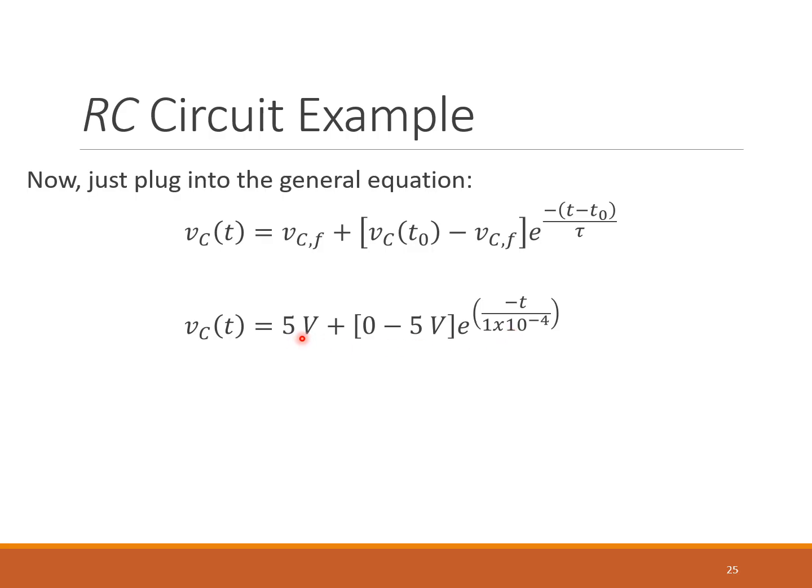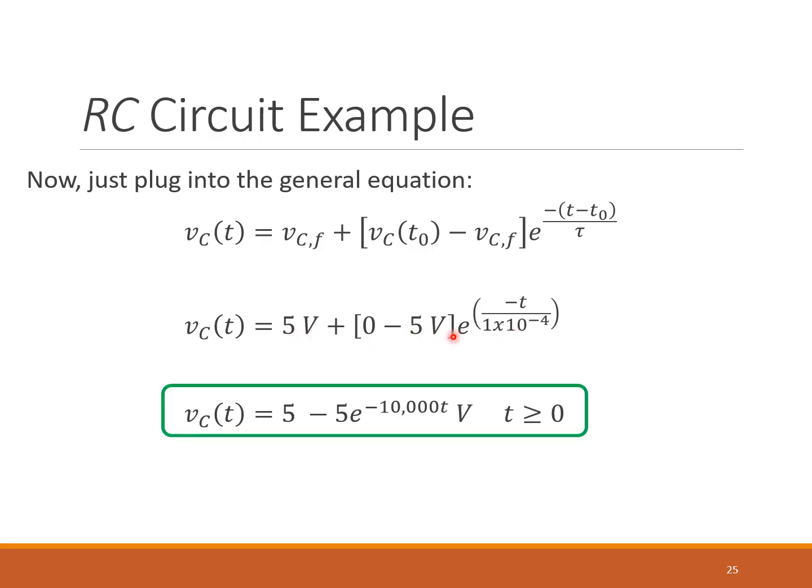So of course this would be 5 minus 5 times this exponential. And typically what we'll do as well, instead of having this 10 to the minus 4th in the denominator, we'll flip that up to the numerator, so it ends up being e to the minus 10,000 t volts. And again, this is valid for t greater than or equal to 0. The reason we can include this equal to portion is, again, because our capacitor voltage is continuous.